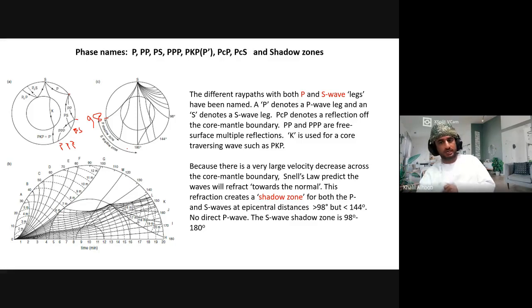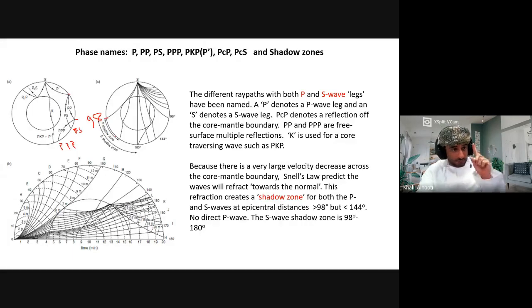again here after 98. What about the P wave? There is a P wave shadow zone from 98 to 144. Oh, sorry, 144. This is the P wave shadow zone. There is no P wave in this zone. P will never ever show in this zone.